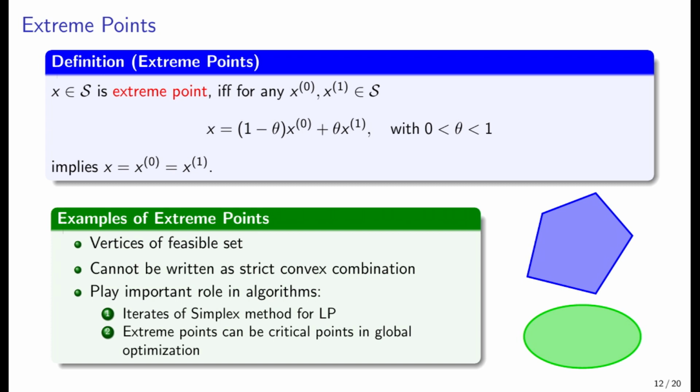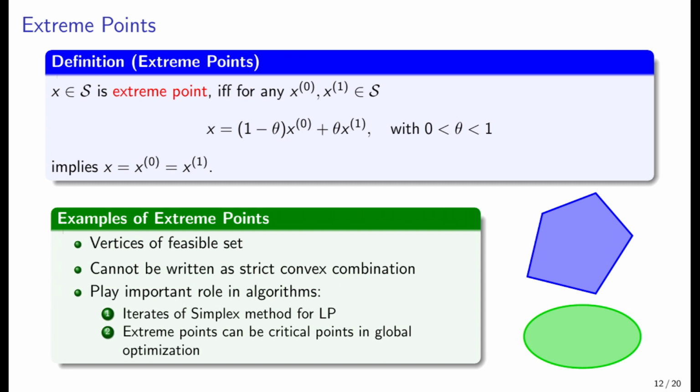So x in my set is an extreme point if for any other points x0 and x1 that are in my set, I cannot express it as a convex combination of these 2 points with theta that's strictly between 0 and 1. And so here, for example, is a sort of image. There are 5 extreme points. Those are the corners here.